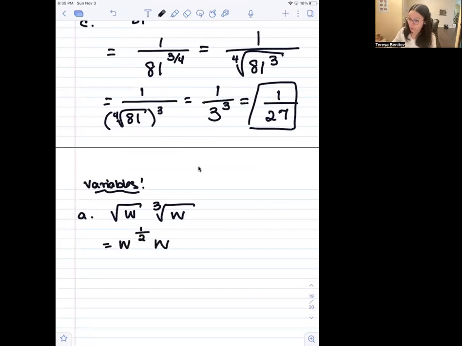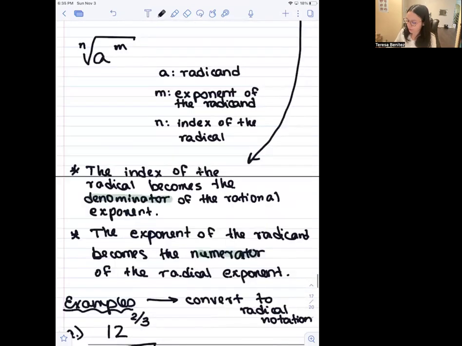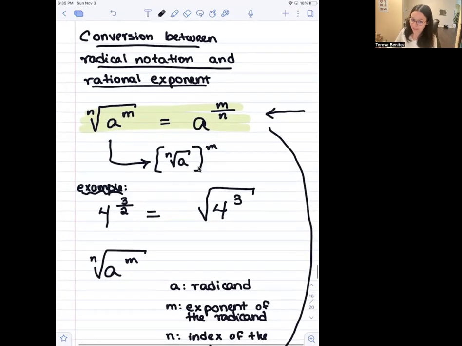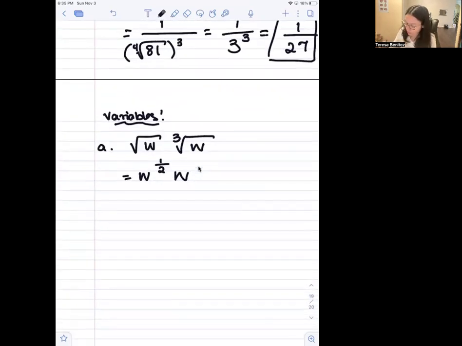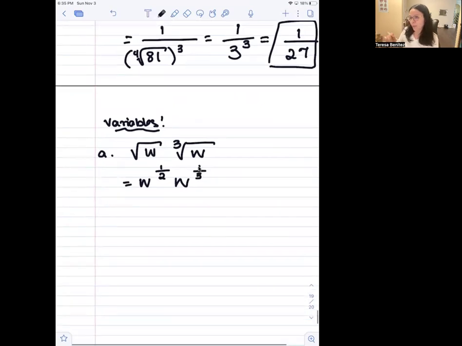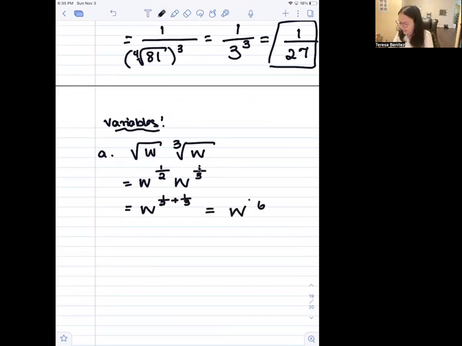If I change this, I'm going to scroll using that notation. See what I have up there that is highlighted. Notice how often I've been using that now. I have w to the power of 1/2, w to the power of 1/3. Now I know that when I'm multiplying the same base and I have different exponents, I end up adding my exponents. So we have 1/2 plus 1/3. And because we are experts at finding a common denominator, the common denominator for 1/2 plus 1/3 will be 6. If I do the process, I'll get w to the power of 5/6.